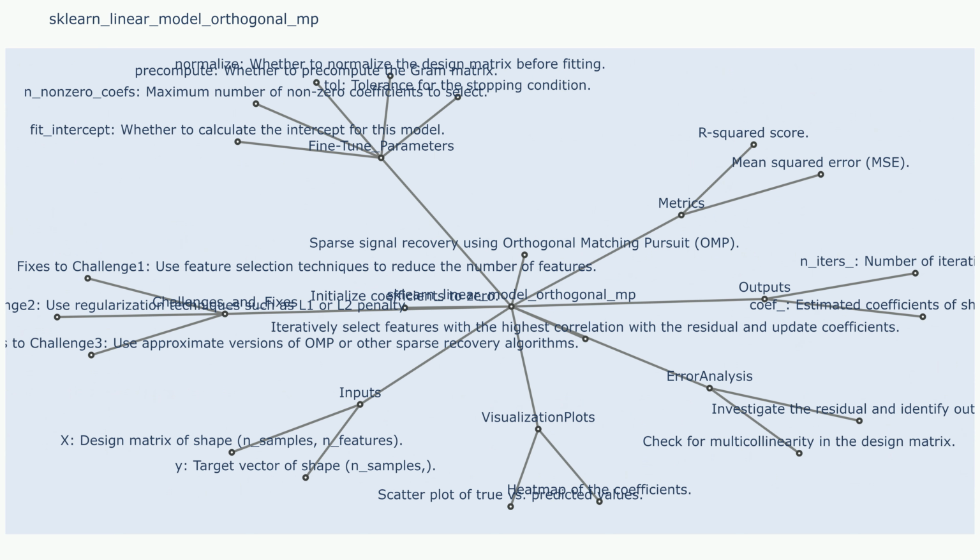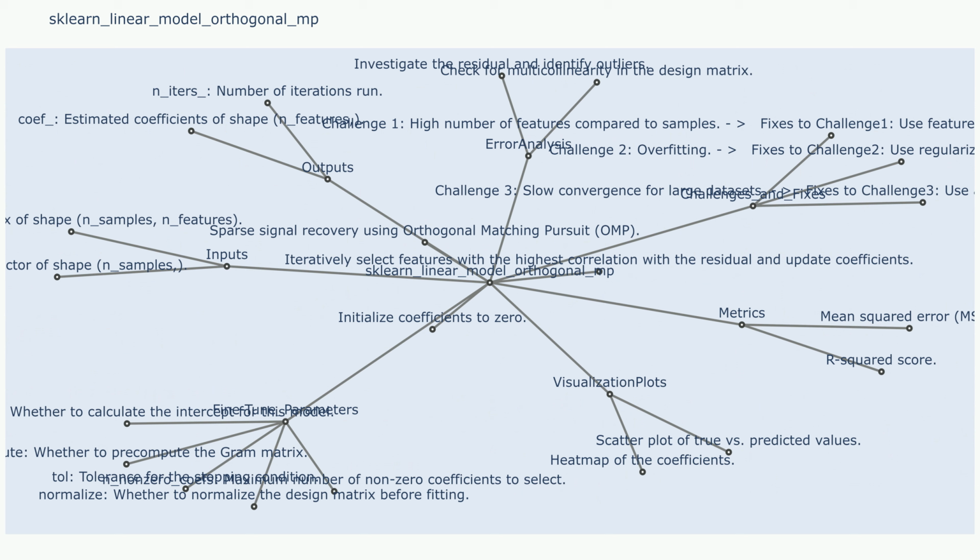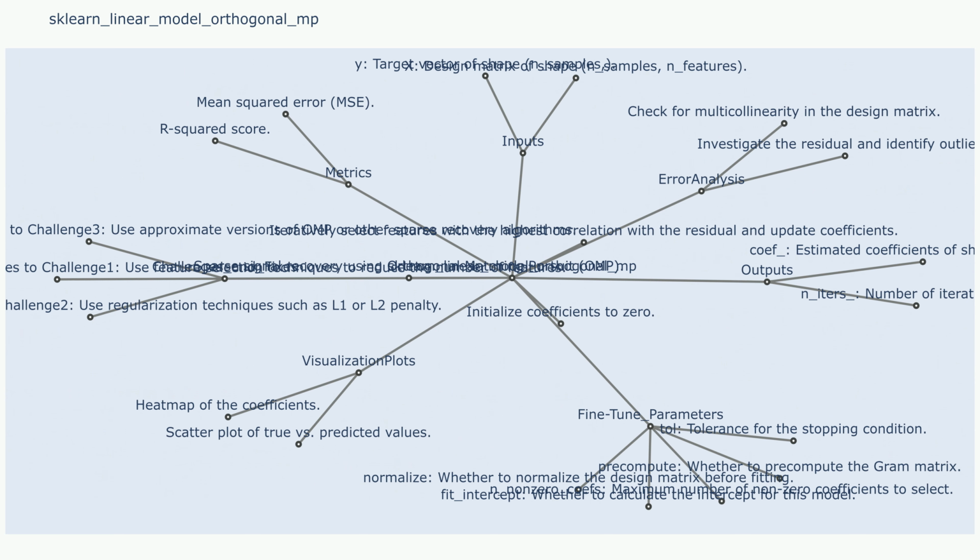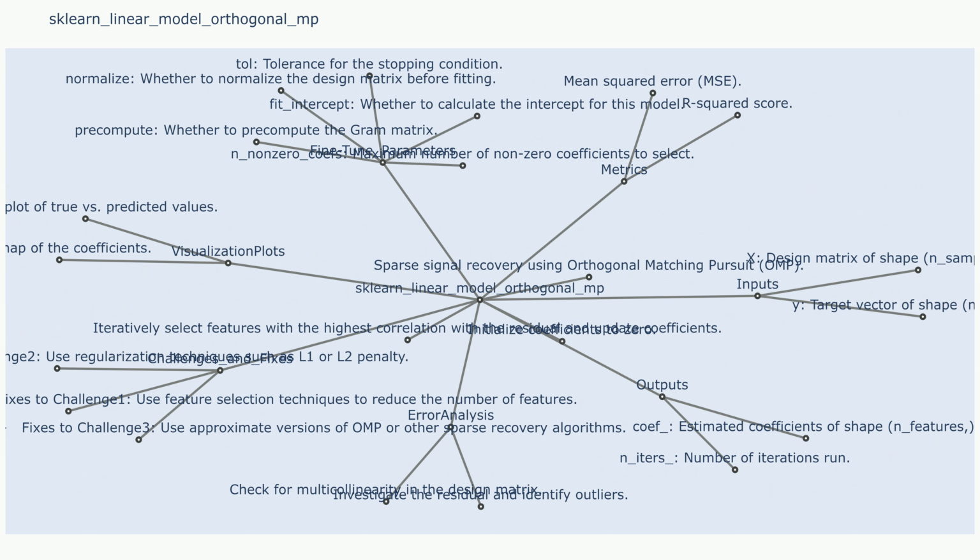Metrics: mean squared error (MSE) measures the average squared difference between the predicted and actual target values. R squared measures the proportion of the variance in the target values that is explained by the model. Visualization plots: scatter plot of the predicted vs. actual target values. Bar plot of the estimated coefficients, highlighting the non-zero coefficients.